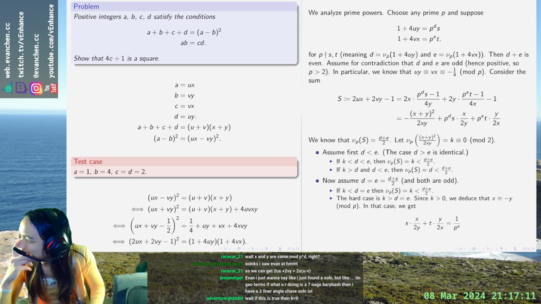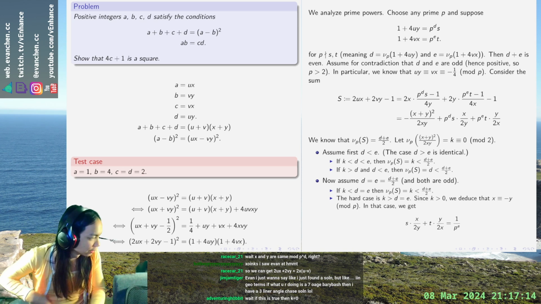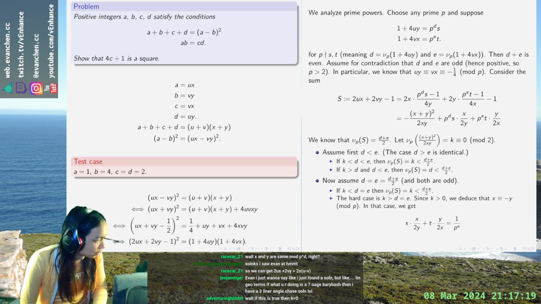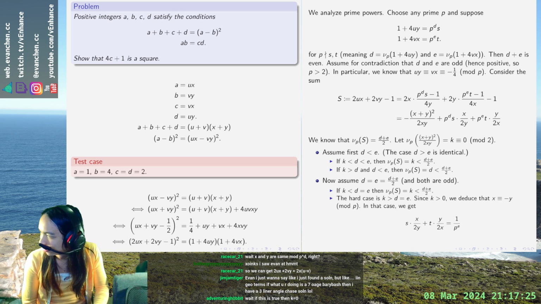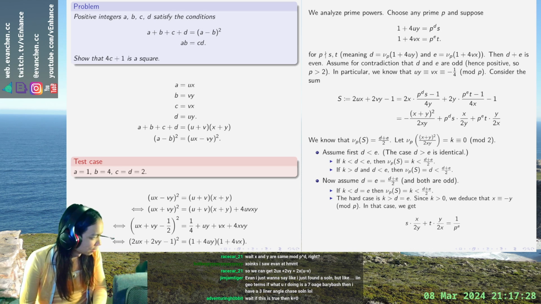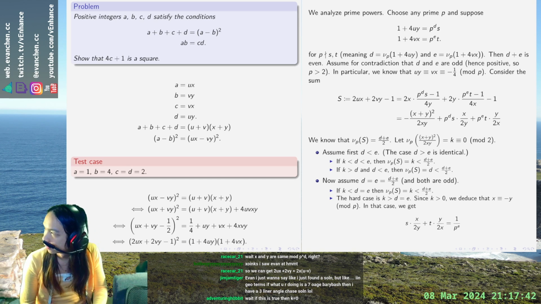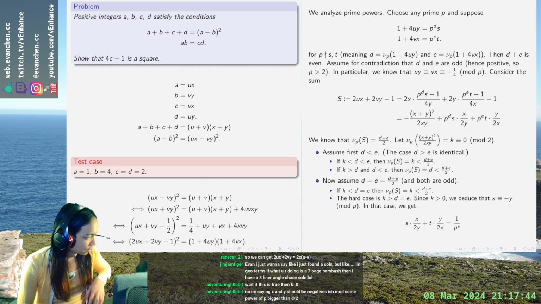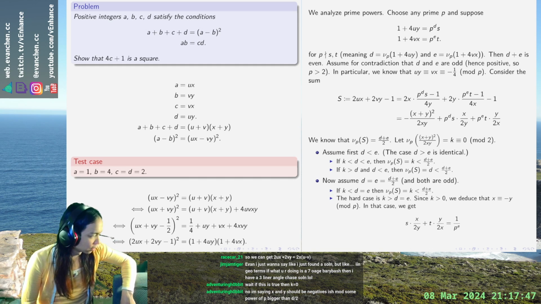D halves-ish? So K is bigger than D and E. No, if K equals 0, you're gonna die. That case doesn't matter. Wait, if this is true, then K equals 0. Wait, what? ux plus 2vy. X and Y should be negative mod p. Yeah, I agree.